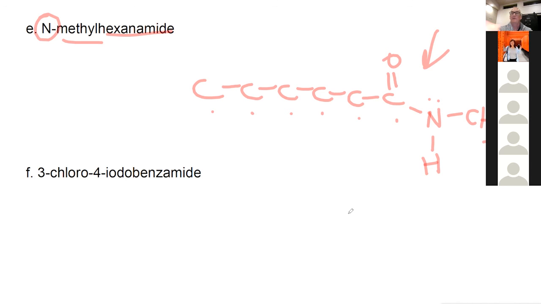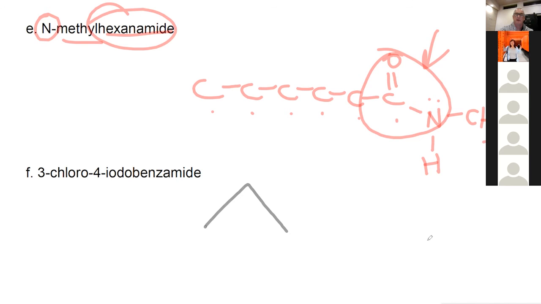N-methyl hexanamide. We have an amide bond. And whatever's after the N, if there's an N there, that tells us there's something else attached to the nitrogen. We know the hexanamide's attached to the nitrogen because it's got to be, or it wouldn't be an amide. So that's what that would look like. And for the skeletal, we just make 6 carbons. So 1, 2, 3, 4, 5, 6. Put a double bond there, and a line. And we're done.